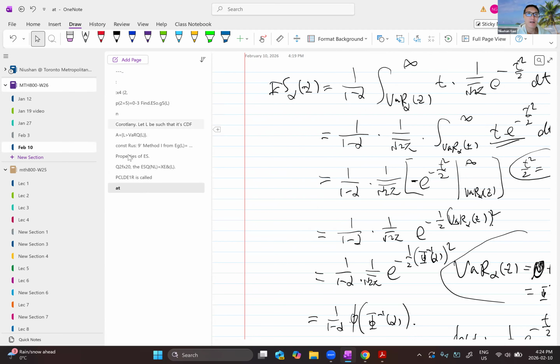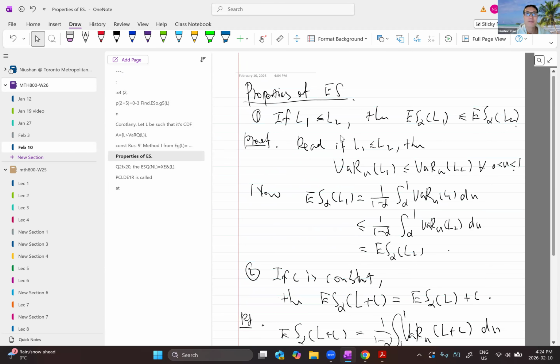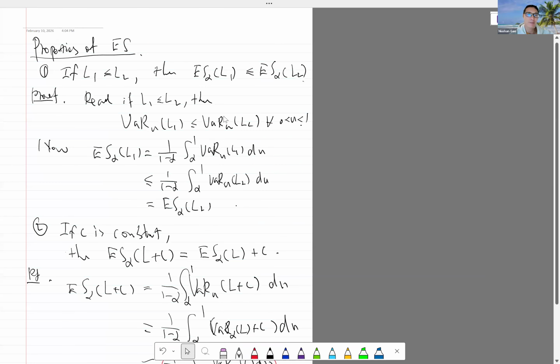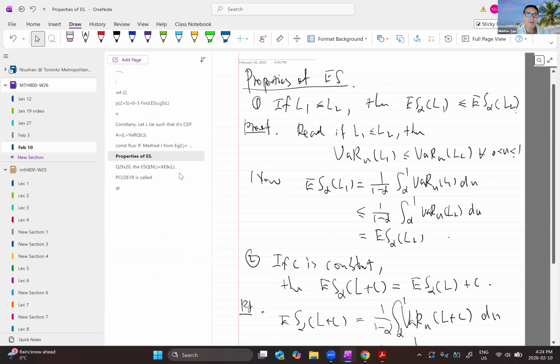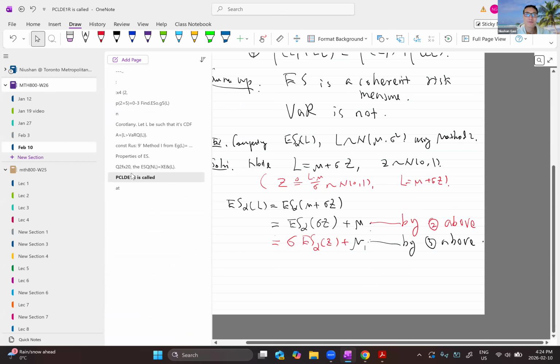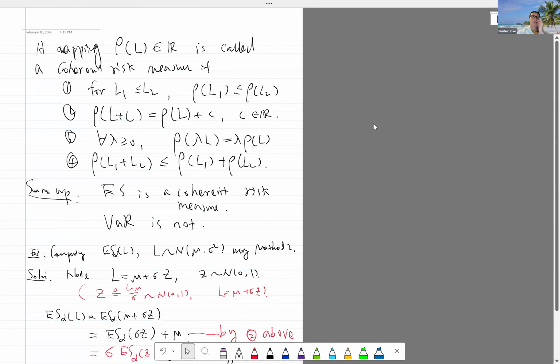So I have finished everything about them. 2 computation methods, method 1, method 2, for discrete and continuous. Then I use this and that way we proved the properties of expected shortfall. Expected shortfall satisfies 4 properties. So it is a coherent risk measure. Value at risk is not.